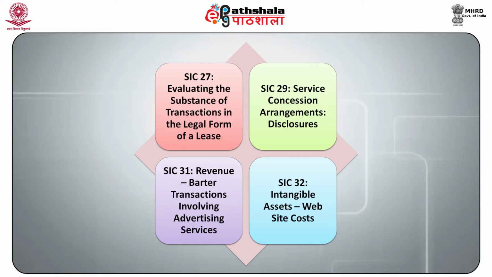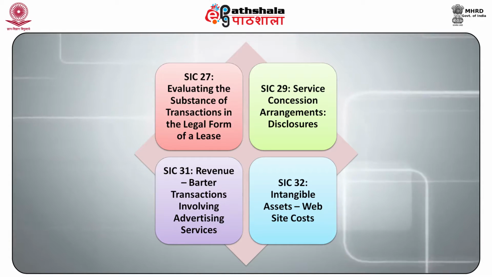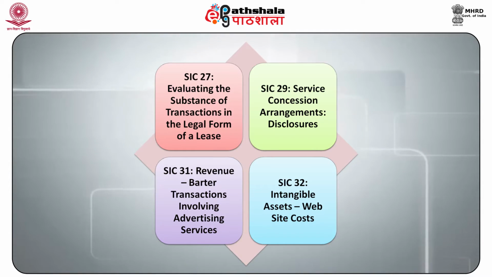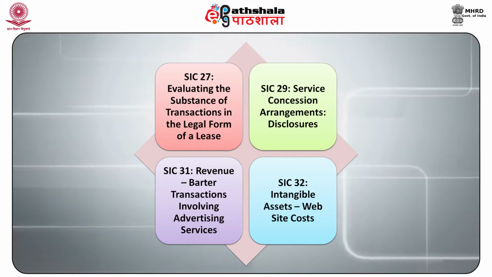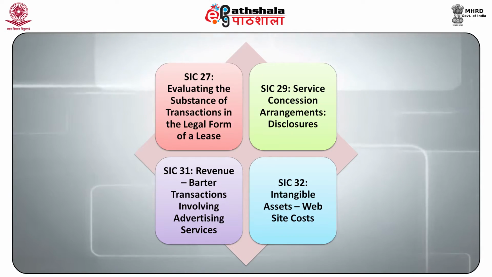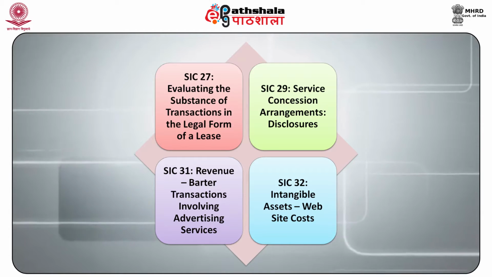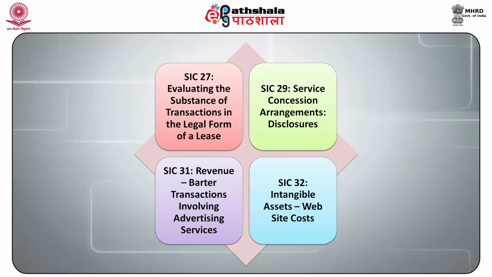SIC 29, Service Concession Arrangements: Disclosures. SIC 31, Revenue: Barter Transactions Involving Advertising Services. SIC 32, Intangible Assets: Web Site Costs. Note, SIC 1, 2, 3, 4, 5, 6, 8, 9, 11, 12, 13, 14, 16, 17, 18, 19, 20, 21, 22, 23, 24, 26, 28, 30 and 33 have been superseded.